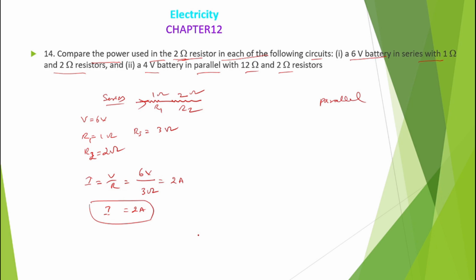Since the current flowing is the same in both resistors, the power used in the 2 ohm resistor is how much? So P1 is equal to I square into R. So we got I square, that means 2 square into resistance 2, is equal to 8 watt. So P1 is equal to 8 watt.